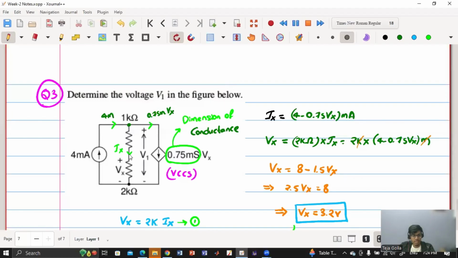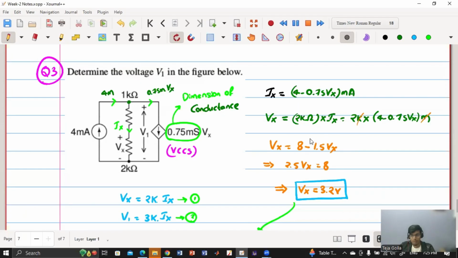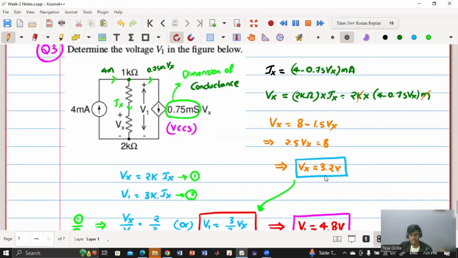So Ix is nothing but 4 milli minus 0.75 milli into Vx because we have applied KCL and current entering is equal to current leaving. Summation of these two is equal to this. So Ix is nothing but this minus this. So first we have obtained Ix. Then Vx is nothing but 2 kilo ohm into Ix. So 2 kilo ohm into this expression will give me Vx. So from this I have obtained one equation of Vx, and using this I have first obtained the value of Vx, which is 3.2 volt.